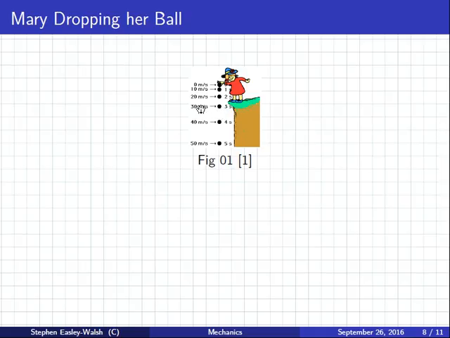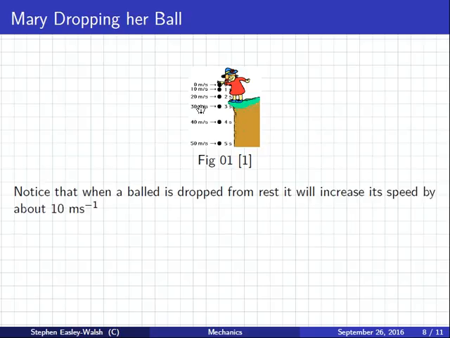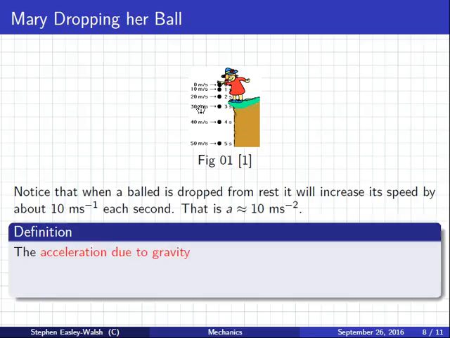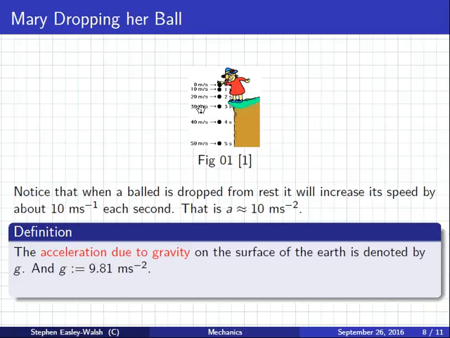So what's happening as it falls? Accelerating. When a ball is dropped from rest, it will increase its speed by about 10 meters per second each second. That is, the acceleration is roughly 10. So we have this concept called the acceleration due to gravity. Anything that's falling is accelerating, and the acceleration is a number that we know, and we call this number g, and the value of g is 9.81. So when anything is falling, it's gaining 9.81 meters per second every second.